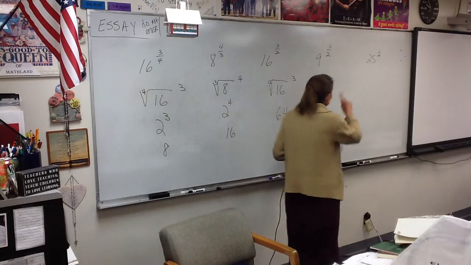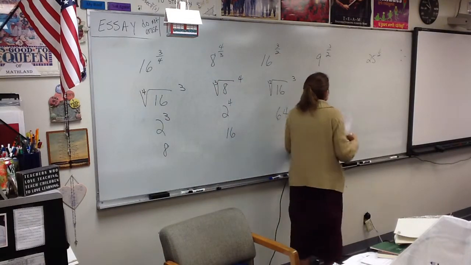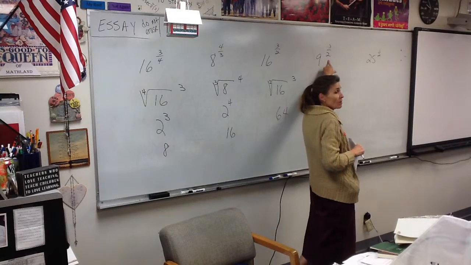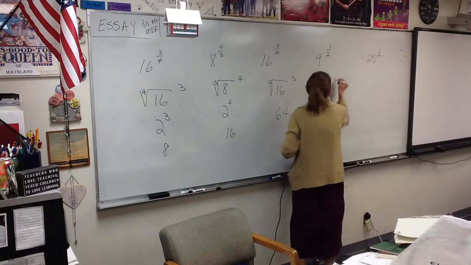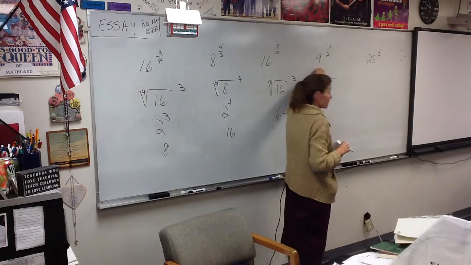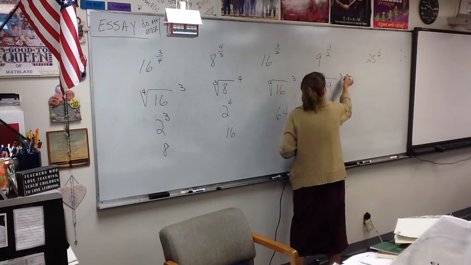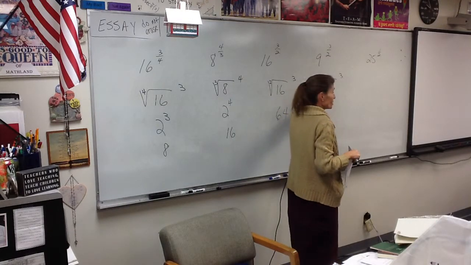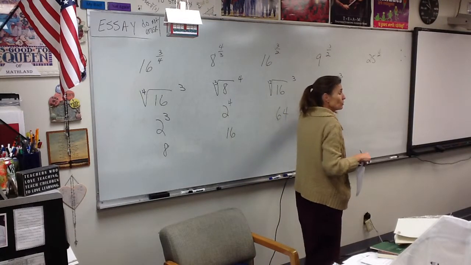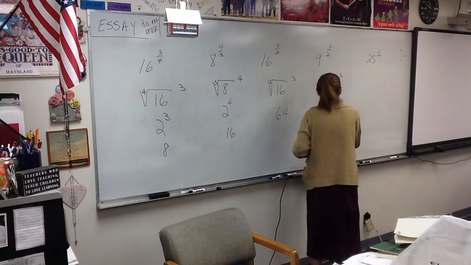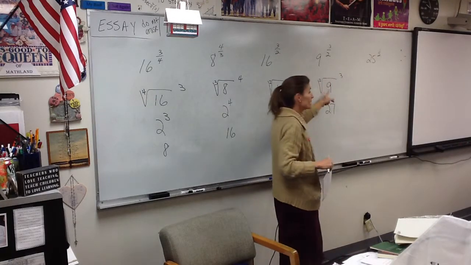One more, or 2 more, I guess. Jared, when I see this fractional exponent, it means radical. So this is going to be a radical. What's going to go here? Yep, square root, 2. And it's going to be cubed. So, what's the square root of 9? 3. Cubed? 27.